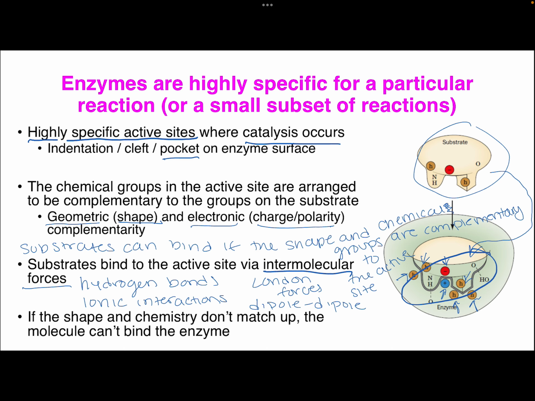Right? And if the shape and chemistry don't match up, that molecule won't be able to fit into the active site, and it won't be able to make those intermolecular forces to hold it there, so it won't bind. And so you might see this called the lock and key mechanism of enzyme specificity. So basically you can think about the active site as a lock and the substrate as a key that fits into that lock. All right?